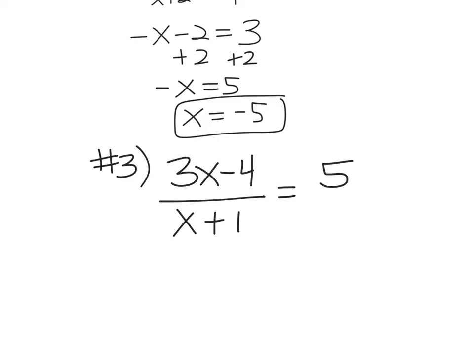Sometimes. Okay. All right. Number 3: 3x minus 4 over x plus 1 equals 5. All righty. Let's do it. You want to try this one on your own?